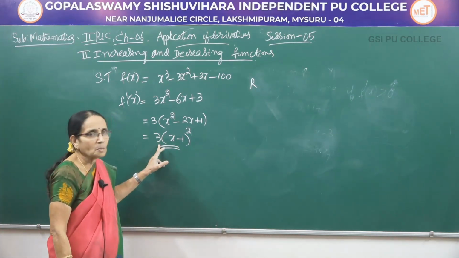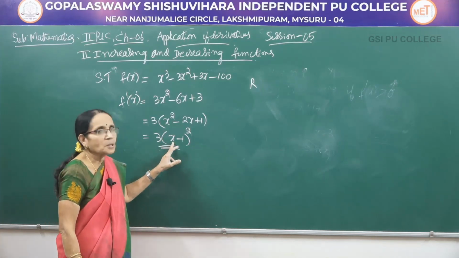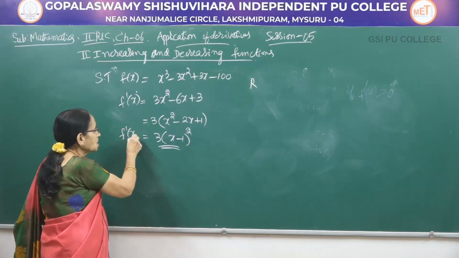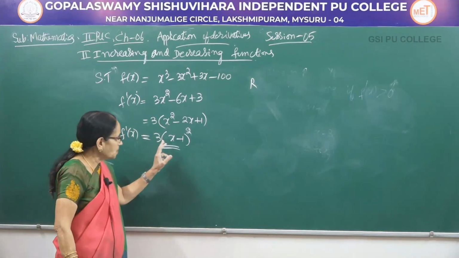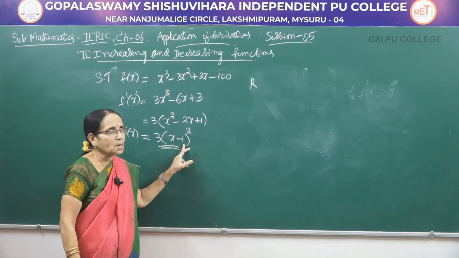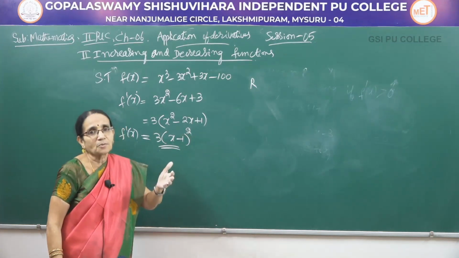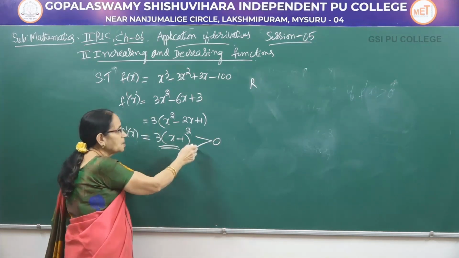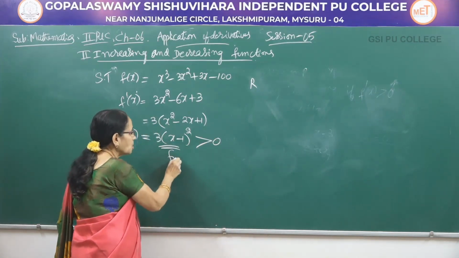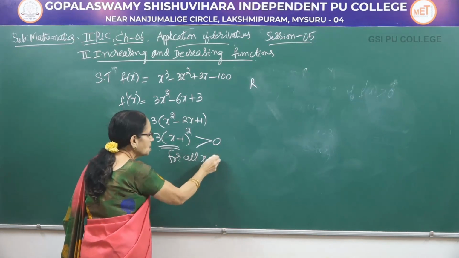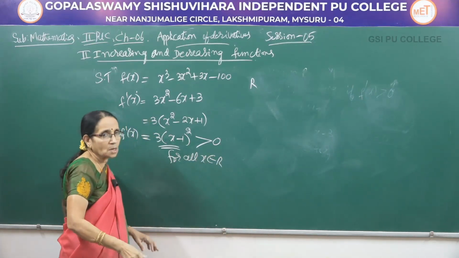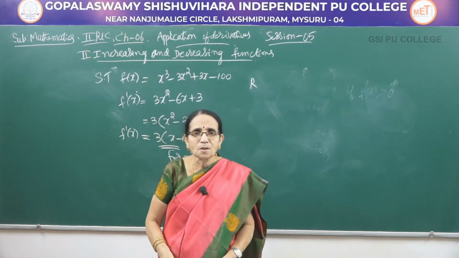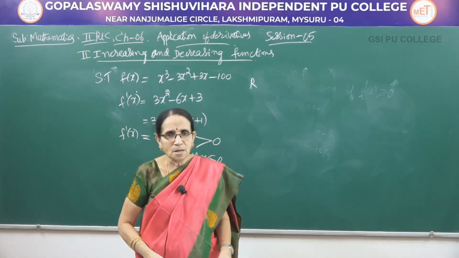You observe 3 is a positive number, and whatever may be the value of x here, for any real value, even the negative numbers are included. Even if it is negative, because of the squaring, it becomes a positive quantity. Therefore, f dash x is greater than 0 for all x belonging to R. Therefore, what is our conclusion? It is a strictly increasing function on the set of the real numbers.